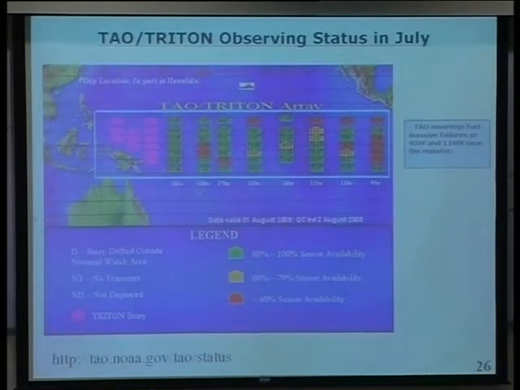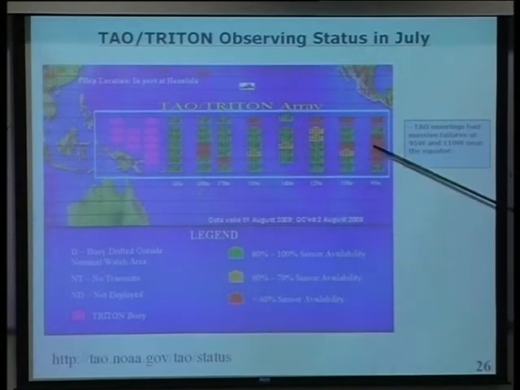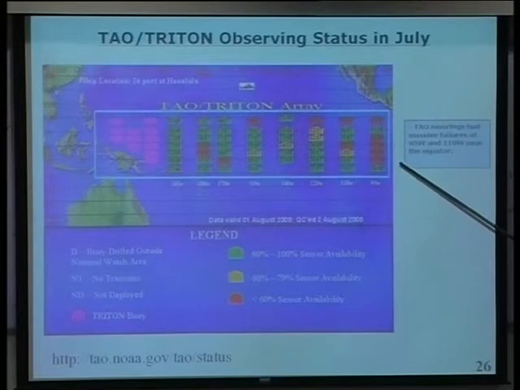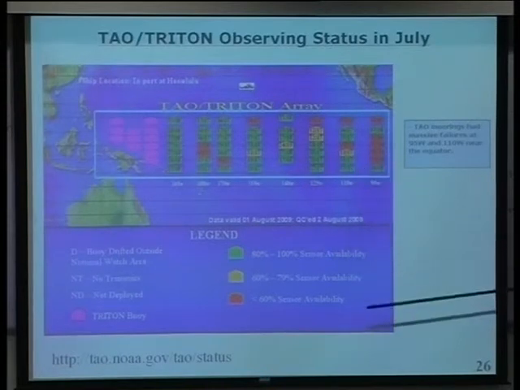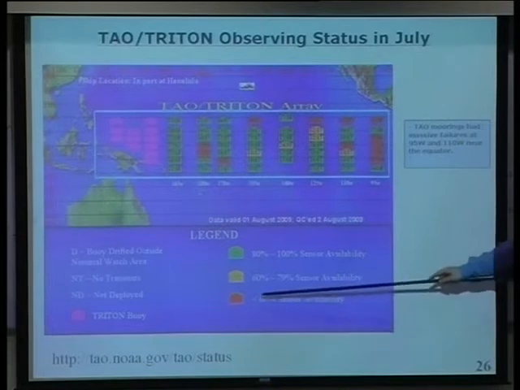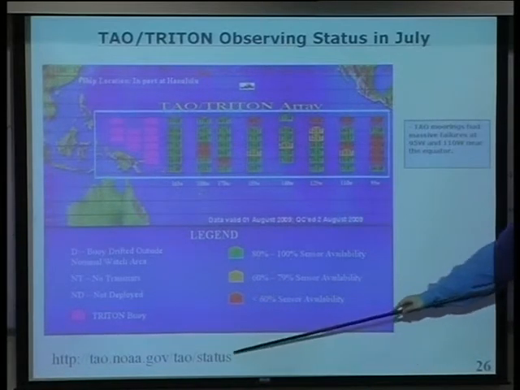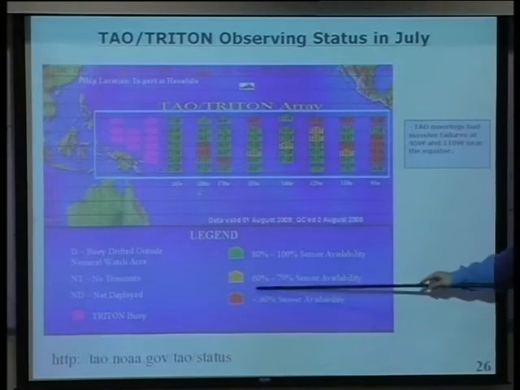Okay, so here's the TAO Triton array, and this is like a traffic light. So green means that you're doing pretty okay. The availability of the sensor is 80 to 100%. Yellow is kind of getting concerned, 60 to 79%. And if it's available less than 60% of the time, and you can actually get these statistics from the TAO website, it's this red color.